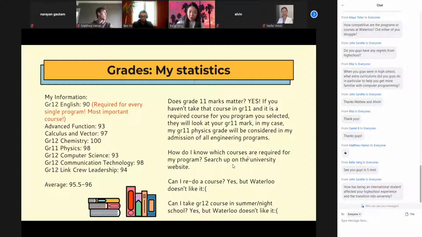How do I know which courses are required for my program? Search up the university website and also search up the Ontario University information website. Can I redo a course or can I do summer or night school? Yes, most universities don't mind, but from what I've heard, Waterloo doesn't like it. But I guess if you talk about the reason why you did it in night school or summer school, I think they will understand.